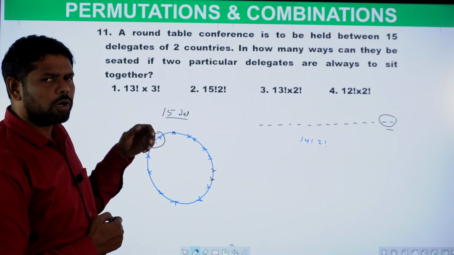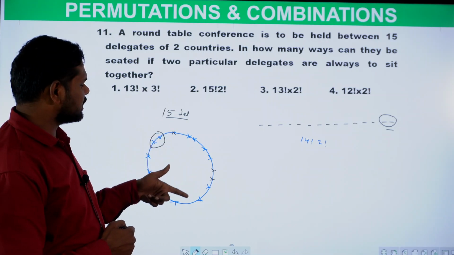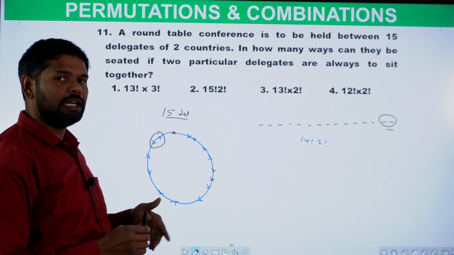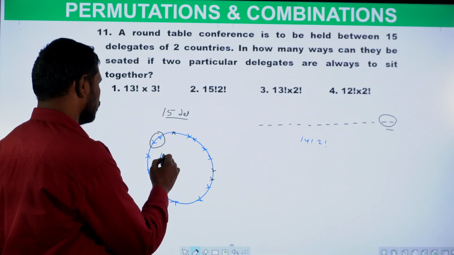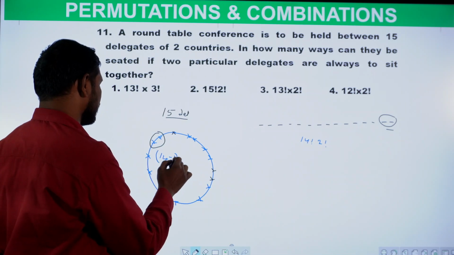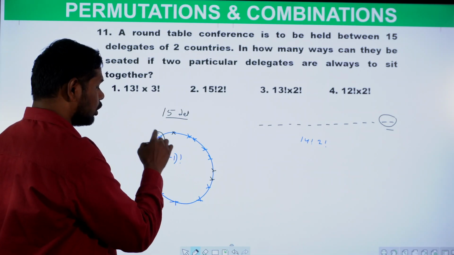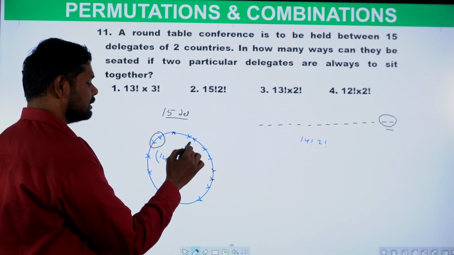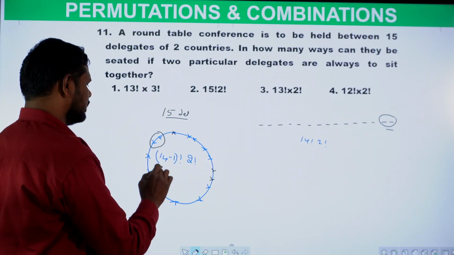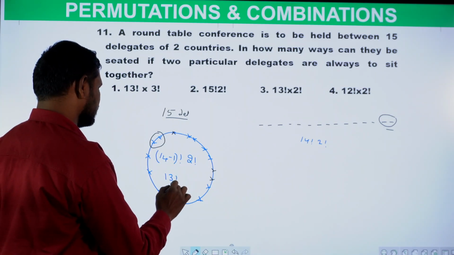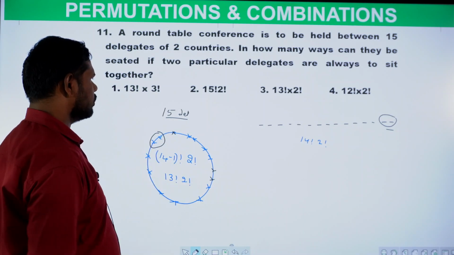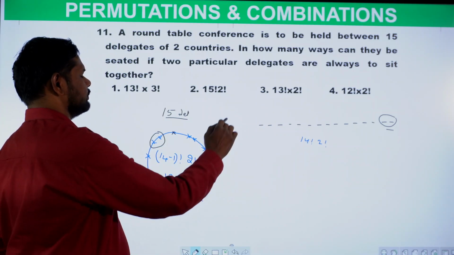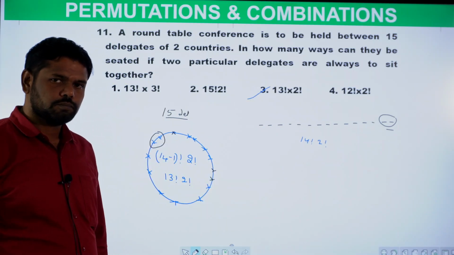13 plus 1, 14 units. 14 units can be arranged in a circular way in 14 minus 1 factorial ways, and those 2 particular delegates can shuffle themselves in 2 factorial ways. So the answer is 13 factorial into 2 factorial. That is the answer. Very, very important.